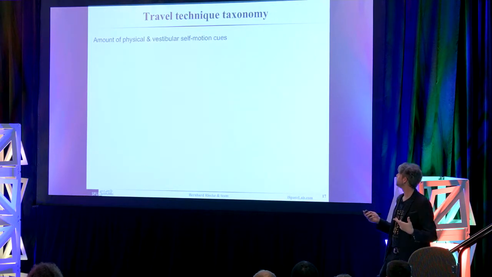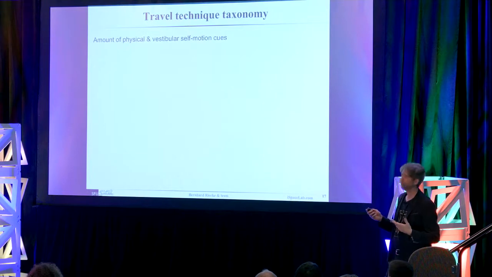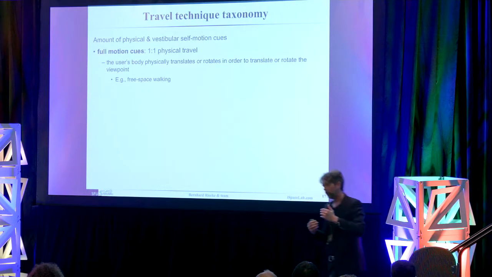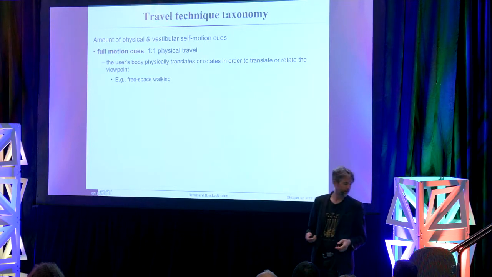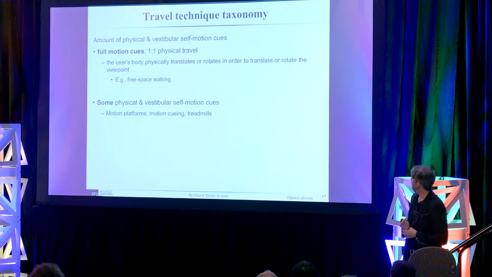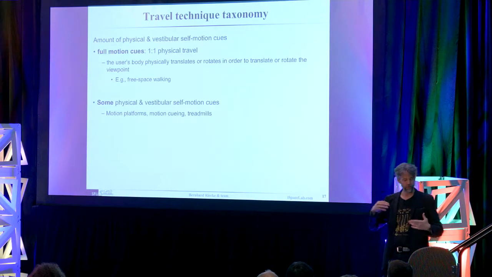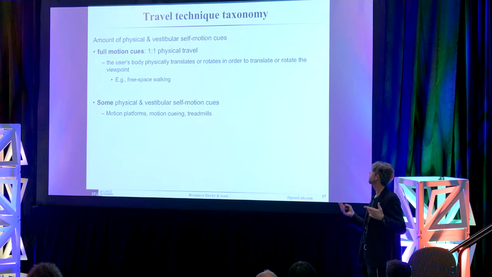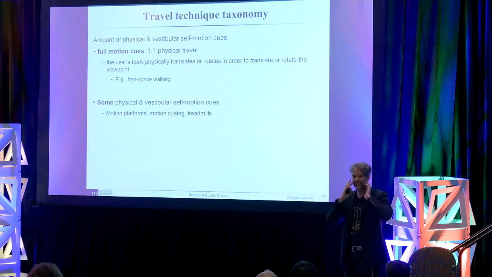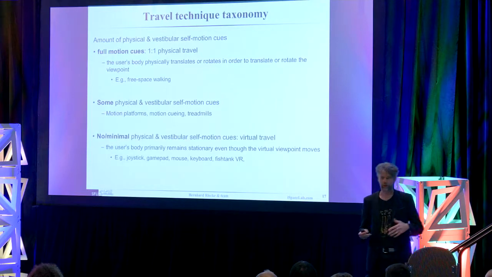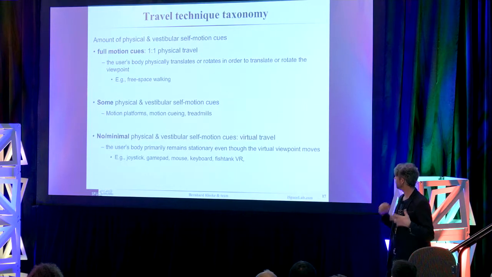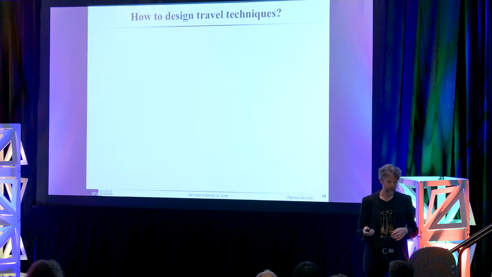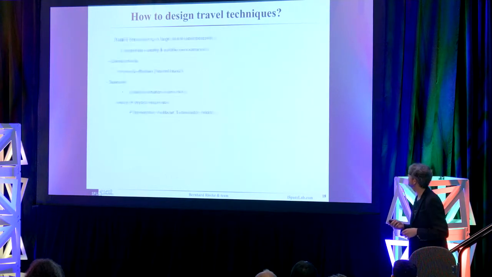Another way to categorize them is in terms of the amount of physical and vestibular motion cues. So full physical motion is, okay, 1 physical meter is 1 virtual meter. So free space walking, for example. Then there's interfaces where you get a little bit of motion cues. So for example, motion platforms, some treadmills where you get a bit of motion cueing. So you get a little bit of these cues. Whereas if you just use a joystick, gamepad, these kind of things, there's not really anything in there. Keyboard, so basically fish tank VR.